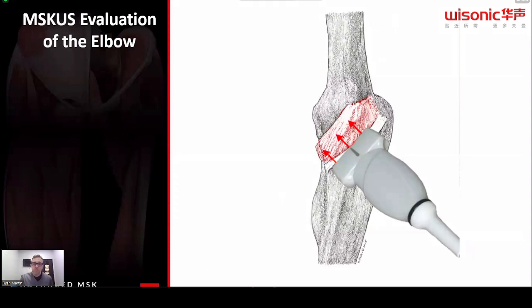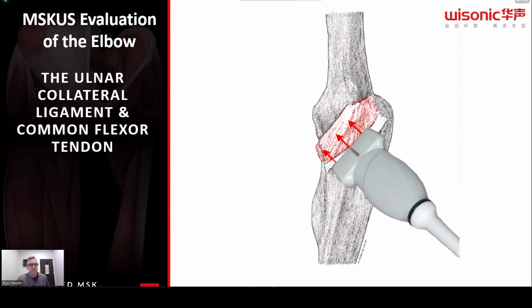Moving on to the medial elbow, some of the big structures of interest here are obviously the UCL. The anterior band is the most common one to look at, what they call the Tommy John repairs. And then we're also going to look at the common flexor tendon. Opposite of the common extensor tendon, we have the common flexor tendon. The pronator teres comes over here as well, but we're going to focus our efforts on the common flexor and the UCL, or the ulnar collateral ligament.